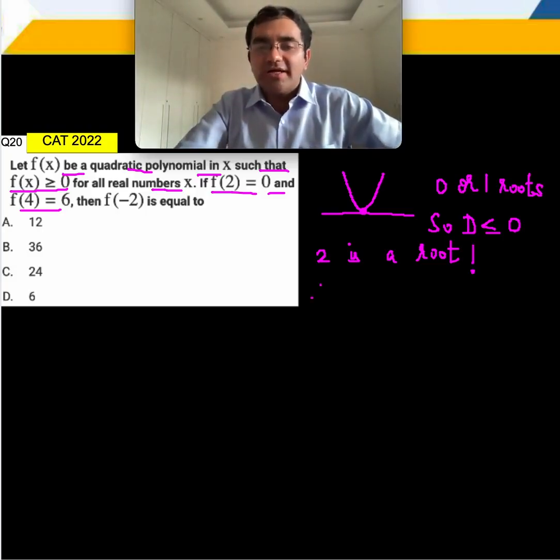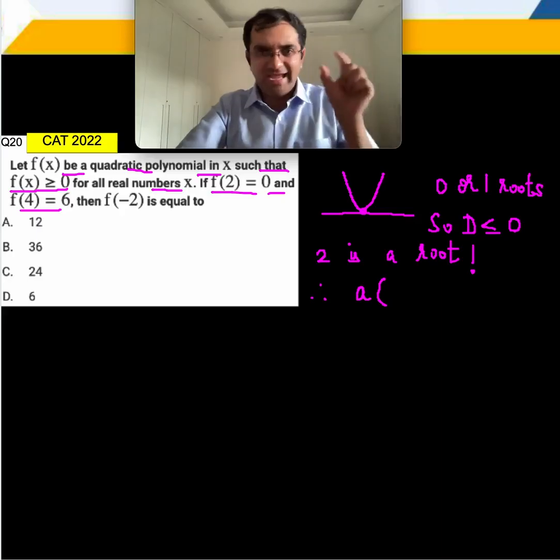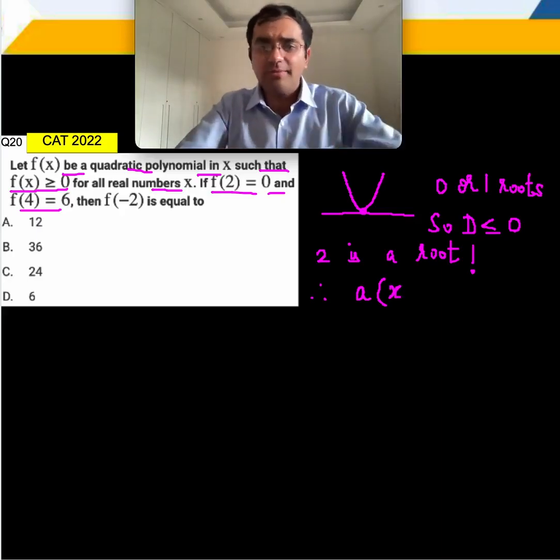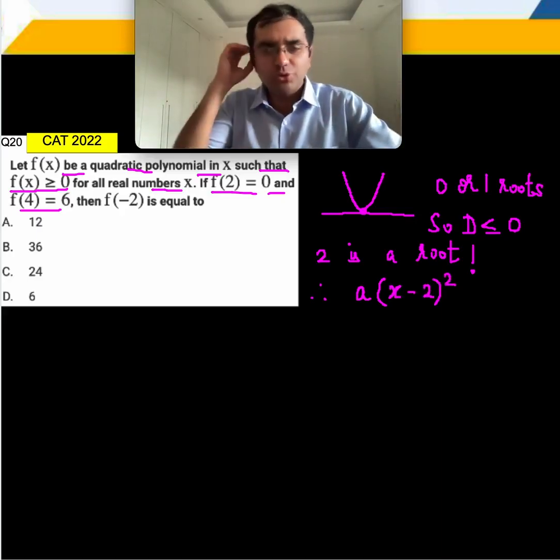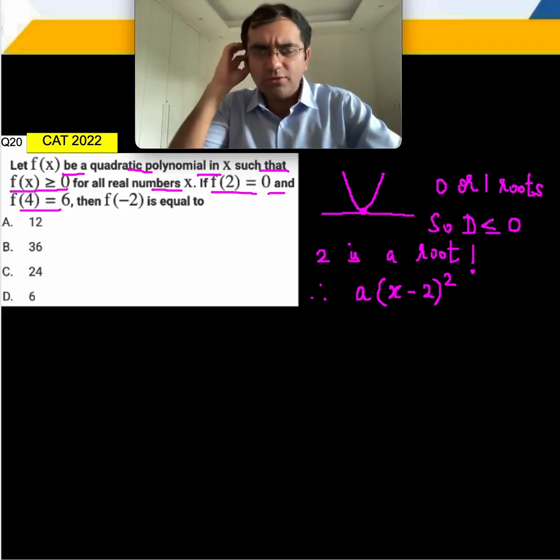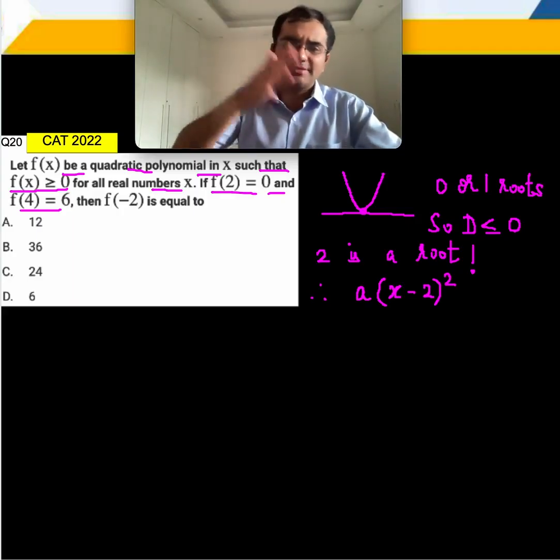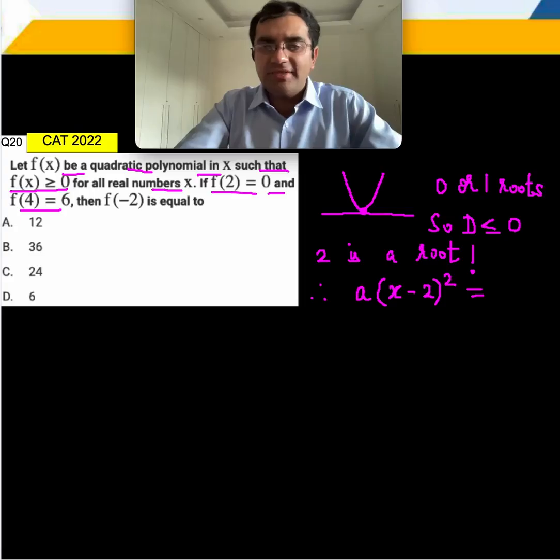So your quadratic function can now be written as a, whose value we don't know, into (x minus 2) whole square, because the roots are equal, both are 2. So you get (x minus 2) into (x minus 2). That is your quadratic polynomial f of x. Now let us use f of 4, which is 6.